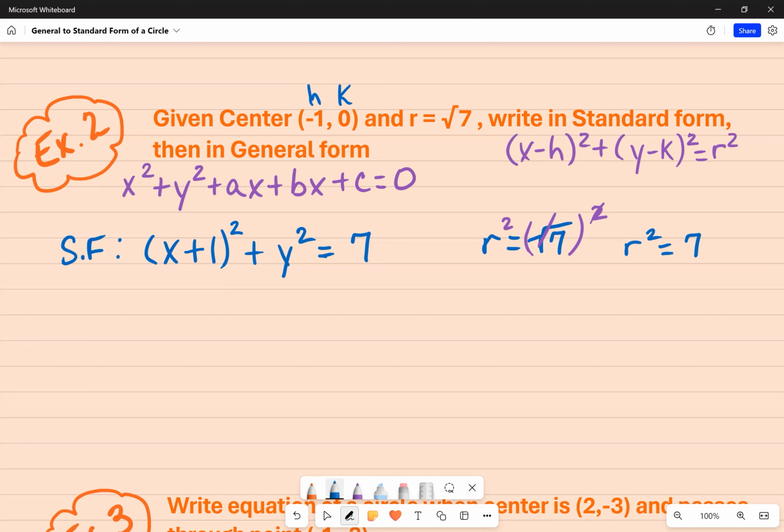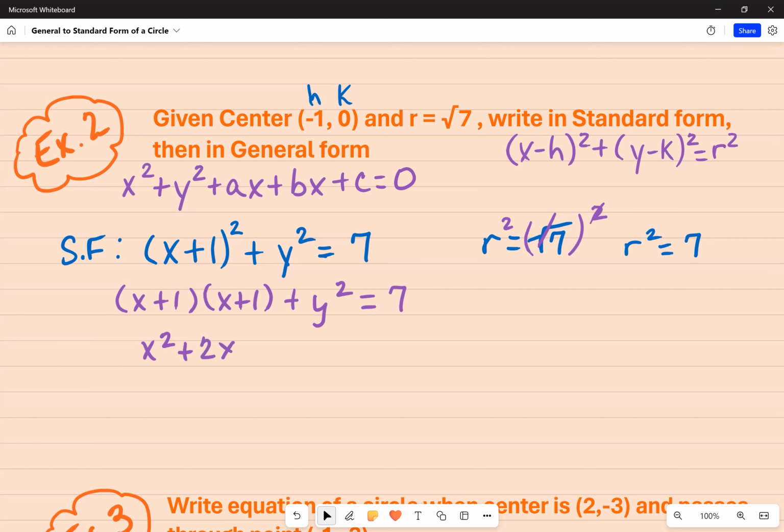Now I want to take that information and put it in general form. So I have to expand my binomial. So this is going to be x plus 1 times the quantity of x plus 1 plus y squared, and all of that is set equal to 7. And I have to distribute. x times x is x squared. And in the middle, I know I'm going to have 1x plus another 1x, so that's going to be 2x. And then 1 times 1 is going to be +1. And that's going to be plus y squared. Now I'm setting that equal to 7.